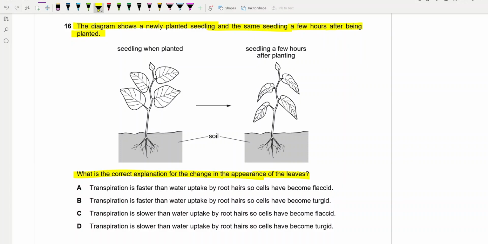Transpiration is faster than water uptake by root hairs, so cells have become turgid. Transpiration is slower than water uptake by root hairs, so cells have become flaccid. Transpiration is slower than water uptake by root hairs, so cells have become turgid. So the answer would be option A, as transpiration is more than the water uptake.